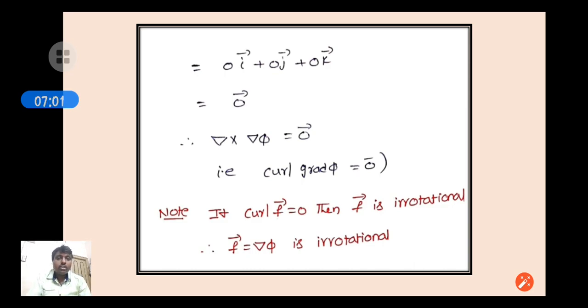That means whenever you take a scalar point function phi, you can calculate the gradient of phi. Grad phi is a vector point function. It always represents a normal vector to the given surface. Those normal vectors are always irrotational.